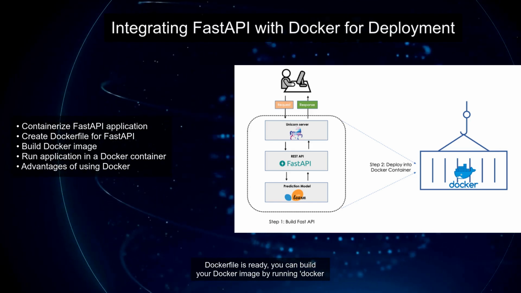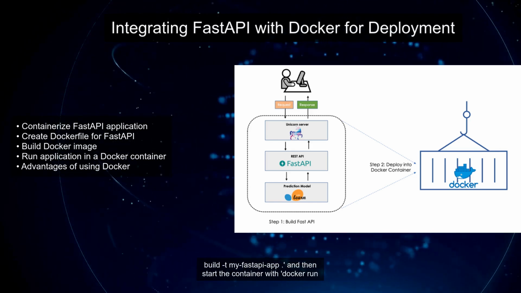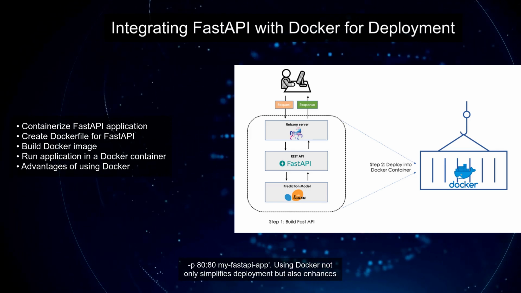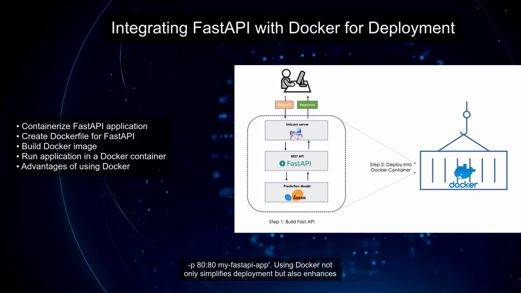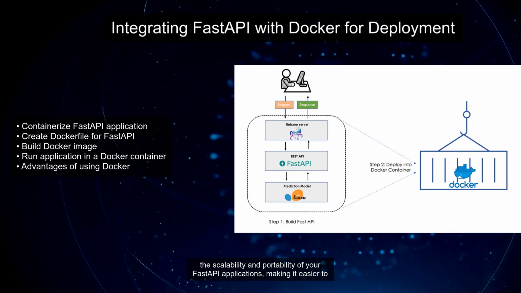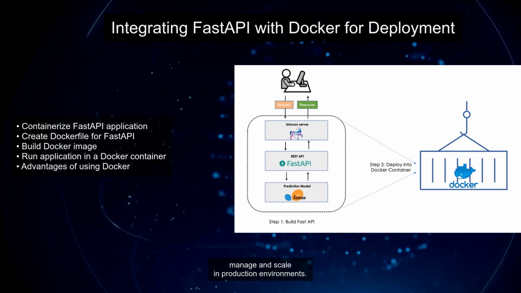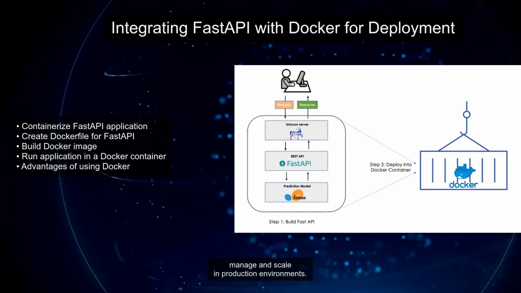Once your Dockerfile is ready, you can build your Docker image by running docker build -t my-fastapi-app. And then start the container with docker run -p 80:80 my-fastapi-app. Using Docker not only simplifies deployment but also enhances the scalability and portability of your FastAPI applications, making it easier to manage and scale in production environments.